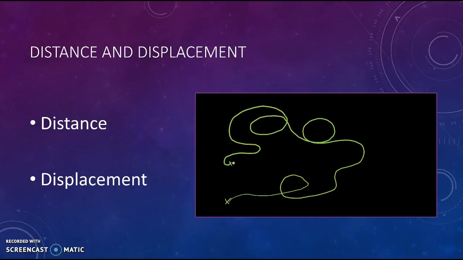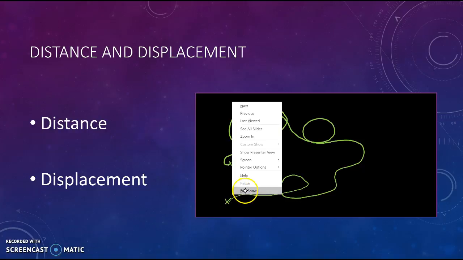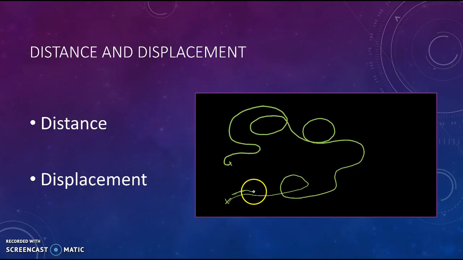Now, the distance that I would have traveled will be the total change in position that's occurred along this whole line. So if I measured this total change in position as I travel along this line, then I would get the distance. And it's going to be fairly large.